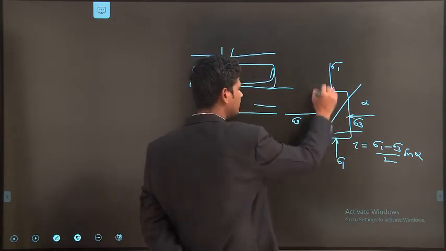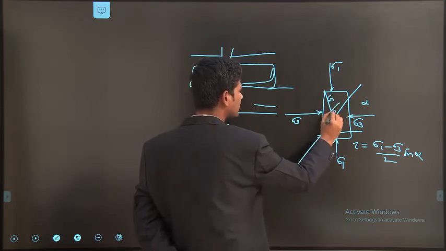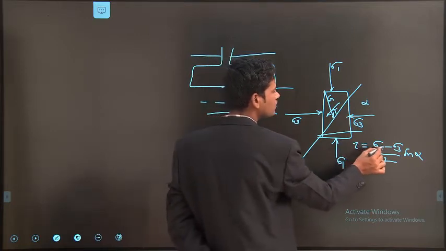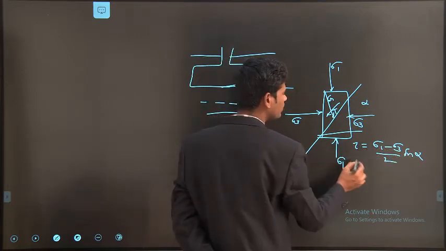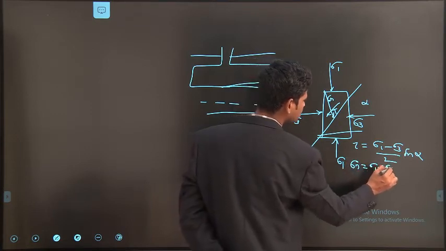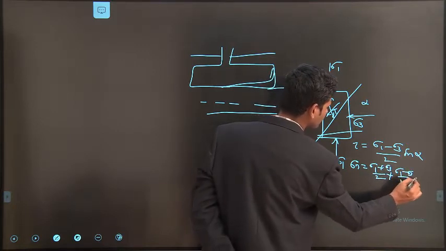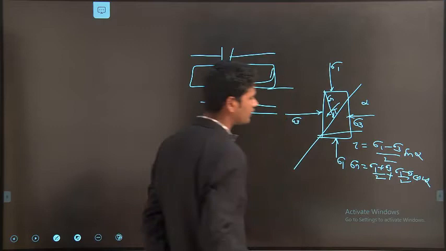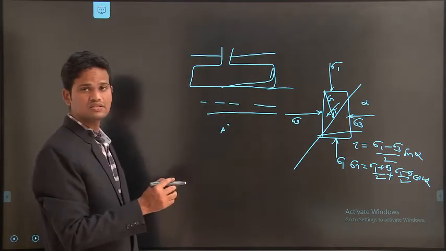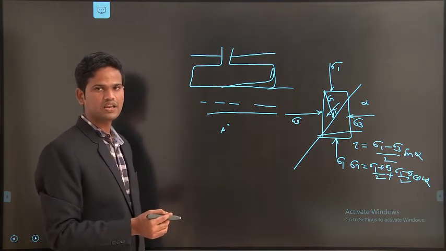This is the normal force acting in this direction, and this is the shear force acting in this direction. From this, the shear stress tau equal to sigma 1 minus sigma 3 by 2 into sin alpha, where the normal stress sigma equal to sigma 1 plus sigma 3 by 2 plus sigma 1 minus sigma 3 by 2 into cos 2 alpha. These are the formulas we have already discussed in our strength of materials, as well as in our first geotechnical engineering course.